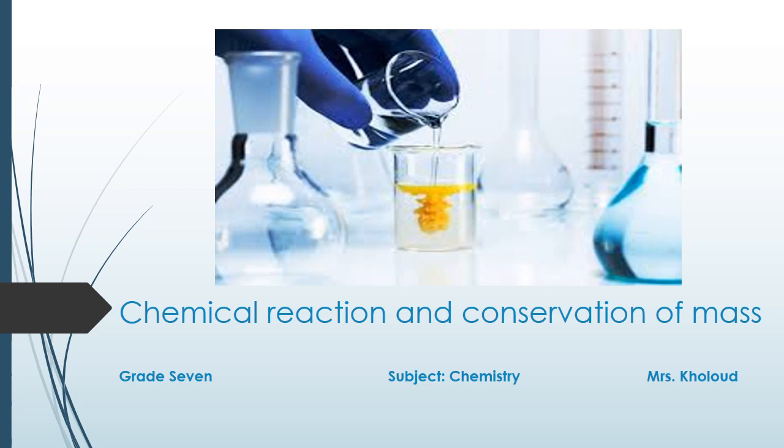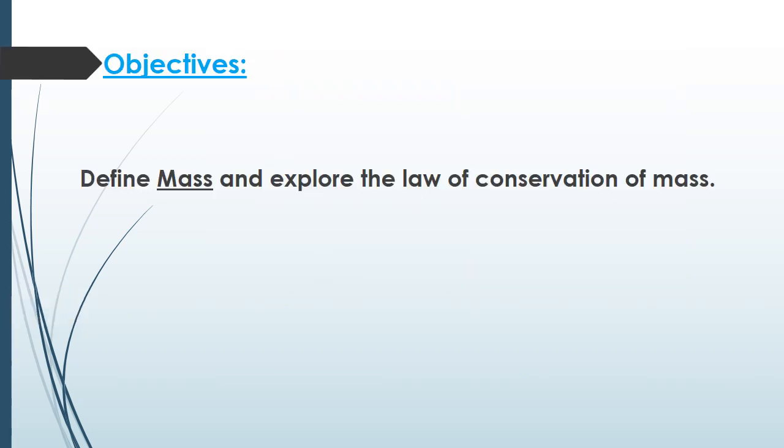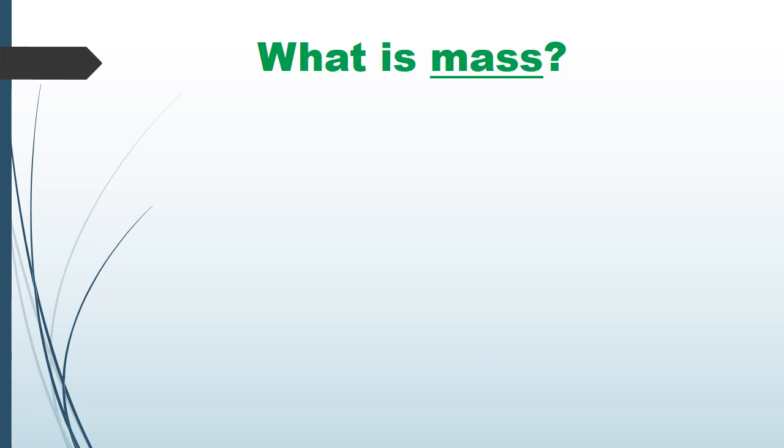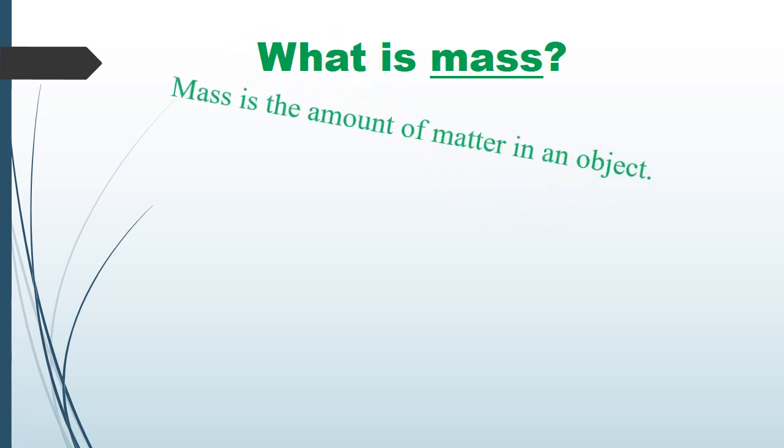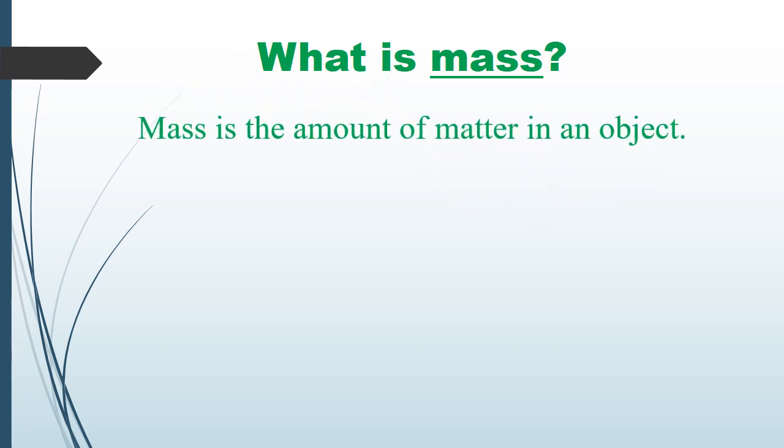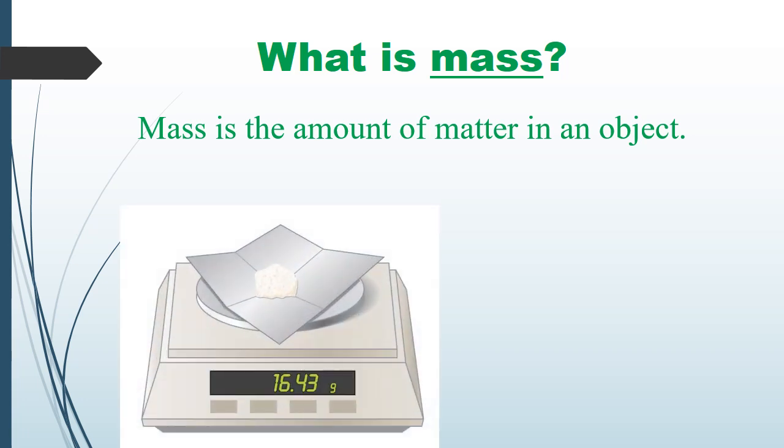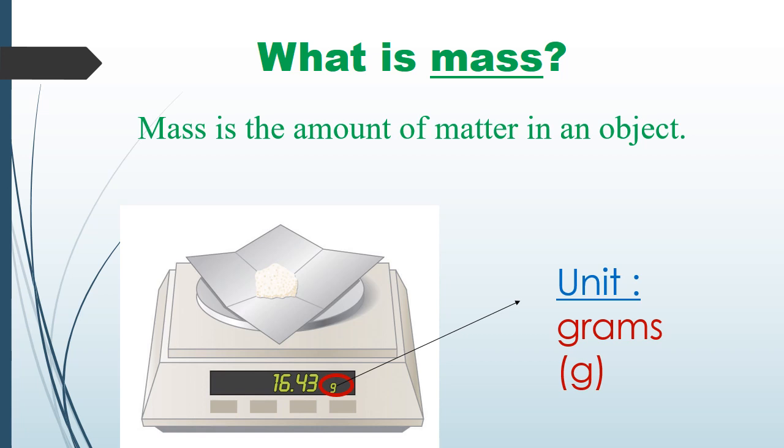So today we will continue with chemical reaction and conservation of mass. So the objectives for today are define mass and explore the law of conservation of mass. What is mass? Mass is the amount of matter in an object. So the SI unit of mass is gram.